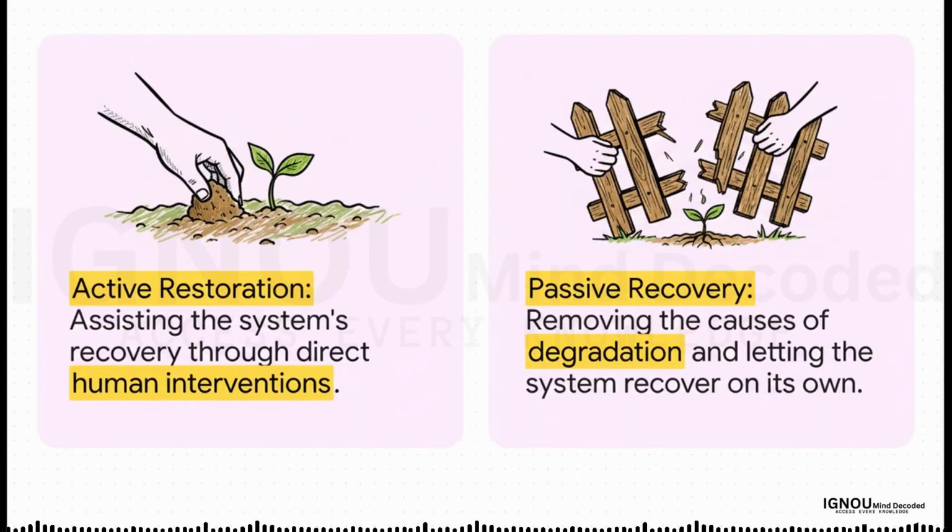Okay, so when we decide to step in and help, there are basically 2 ways we can go about it. The first is active restoration. Think of this like a doctor performing surgery. It's very hands-on. We're out there literally planting trees, reintroducing animals, really getting involved. The other path is passive recovery. This is more like a doctor telling a patient to just get some rest. We remove whatever was causing the damage, maybe we stop a factory from polluting a river, and then we step back and let nature do the healing on its own.